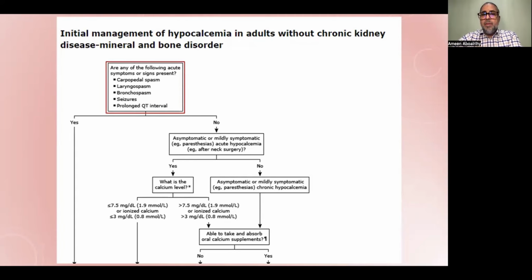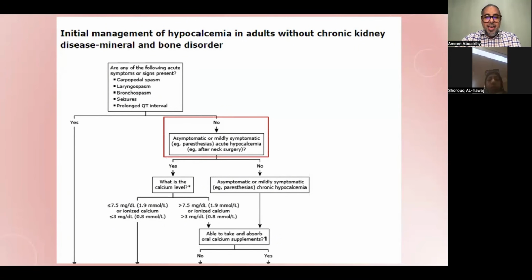Whenever you have a patient with hypocalcemia, you ask yourself, what is the emergency? Is there something that I have to act on urgently? Like presence of a life-threatening condition, carpopedal spasm, laryngospasm, bronchospasm, seizure, or there are ECG changes like a prolonged QT interval. So are any one of these there? If it is yes, sorry.